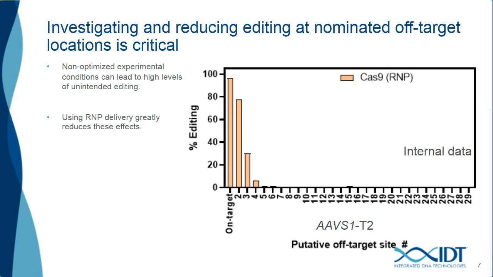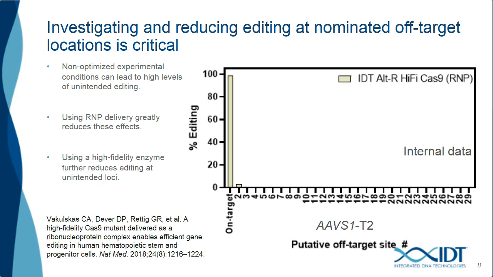By simply switching to ribonucleoprotein nucleofection, we can see that editing at these off-target loci is greatly decreased. This really emphasizes the importance of optimizing the delivery mechanism of your CRISPR-Cas complex for highly specific editing. Furthermore, by switching to a highly specific CRISPR-Cas enzyme variant, like our Alt-R Hi-Fi Cas9, these off-target effects can be further reduced while maintaining efficient editing at the on-target site.